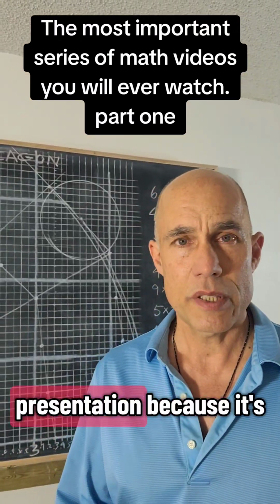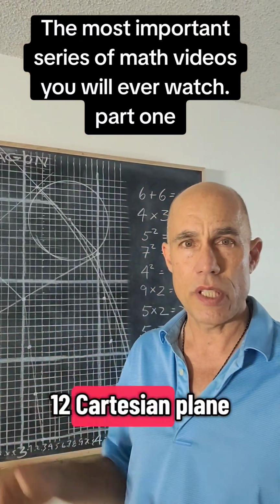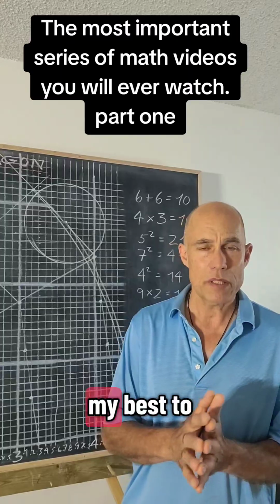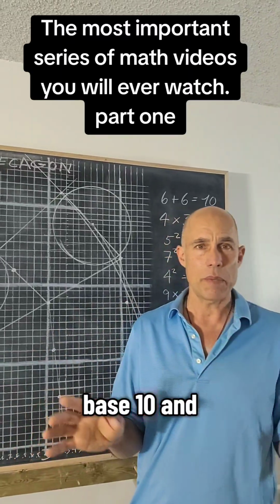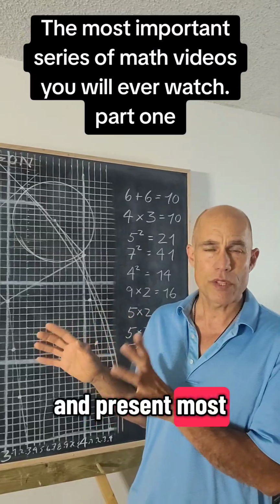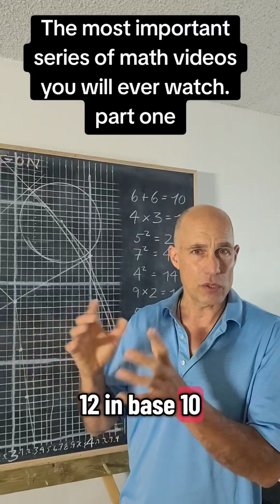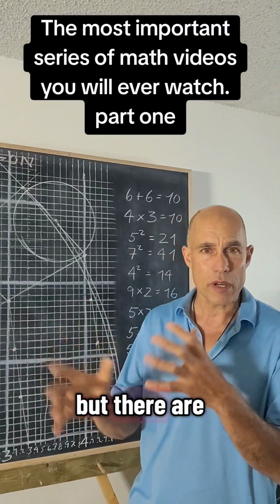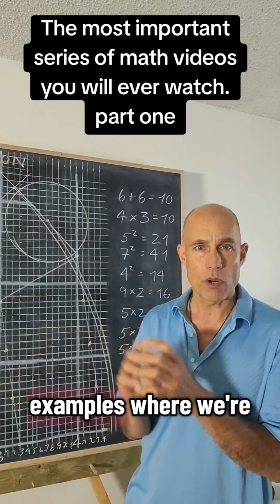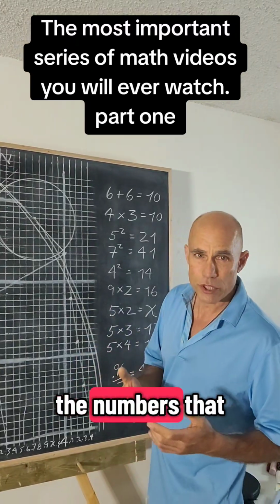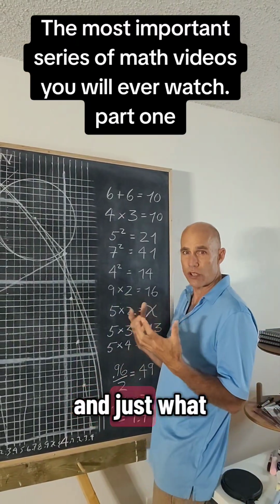All right, so in this presentation, because it's on a base 12 Cartesian plane, the math has to be in base 12. I'm going to do my best to straddle base 10 and base 12 and present most of the numbers as fractions of 12 in base 10, keeping it from a base 10 point of view, but there are going to be some examples where we're using base 12 math. So I just want to give you a quick example of some of the numbers that you're going to see in base 12 and just what it looks like.